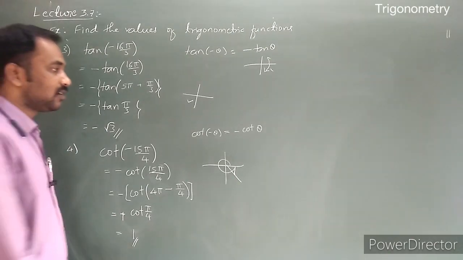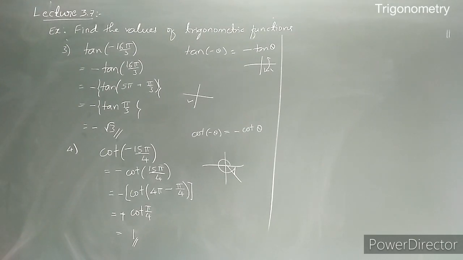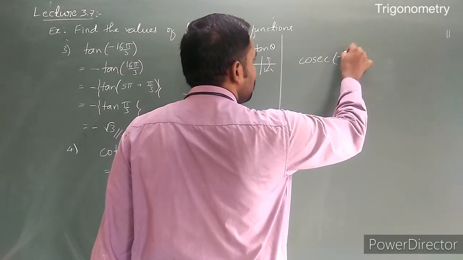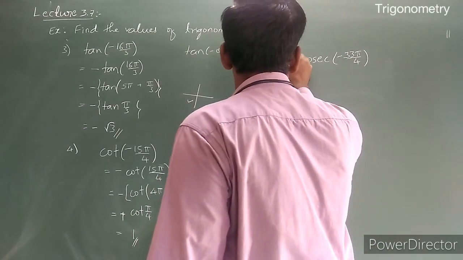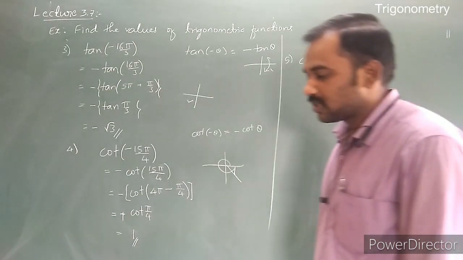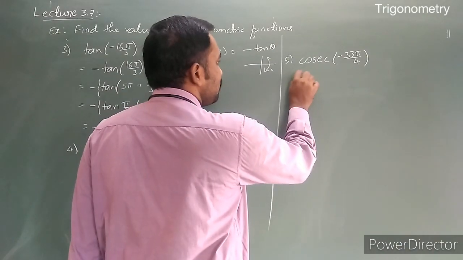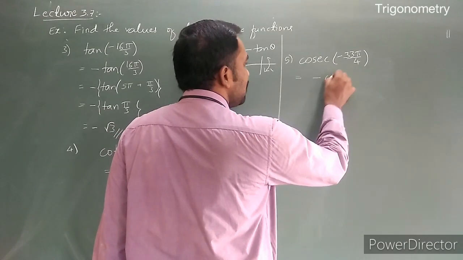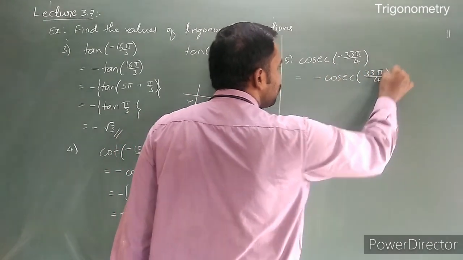Hence the answer. Now let's move to the next one. Cosec of minus 33 pi divided by 4, fifth row. What is the cosec of minus 33 pi by 4? First of all, cosec of minus theta. What is the cosec of minus theta? Minus cosec theta. So minus cosec 33 pi by 4.